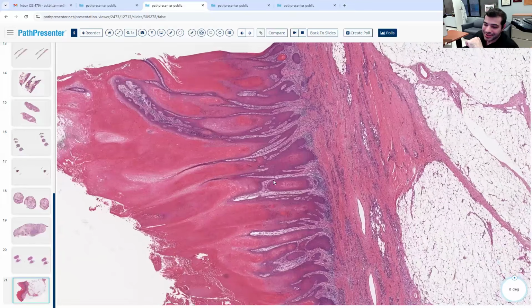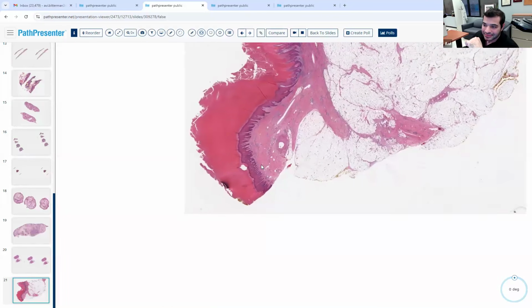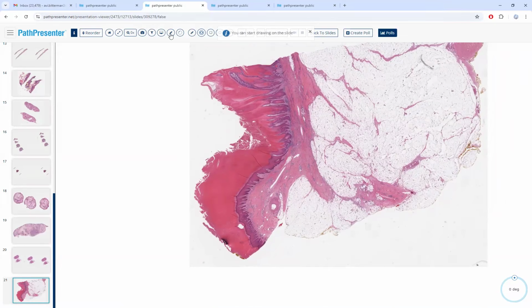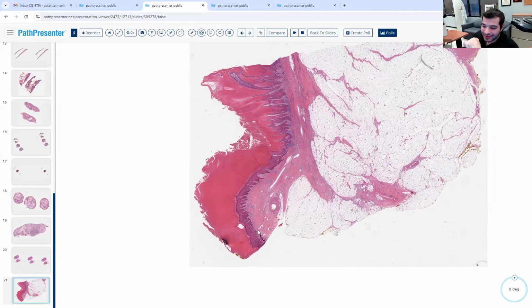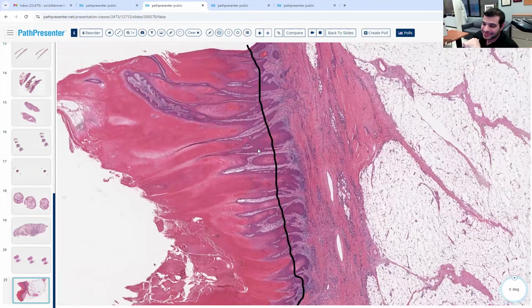Well, let's take a look at the normal. So here's normal. Let's see if I can draw a line here. Now the specimen itself is warped. If we were to flatten this out, look at the level of the rete over here, and then look at the level of the rete compared to if we were to just keep drawing this line straight. So you tell me, is it pushing into the dermis?